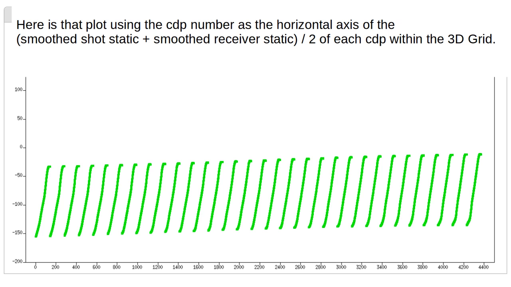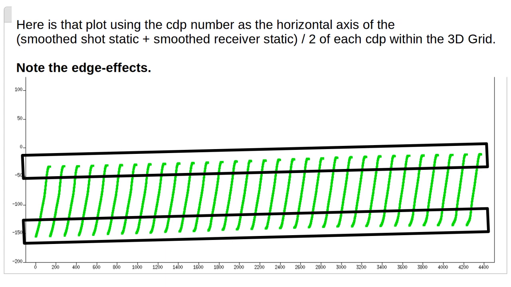Here is that plot using the CDP number as the horizontal axis of the smooth shot static plus smooth receiver static divided by 2 of each CDP within the 3D grid. Note the edge effects.